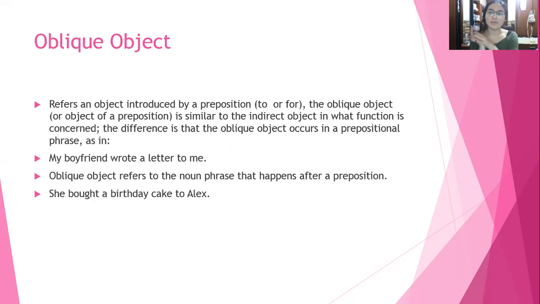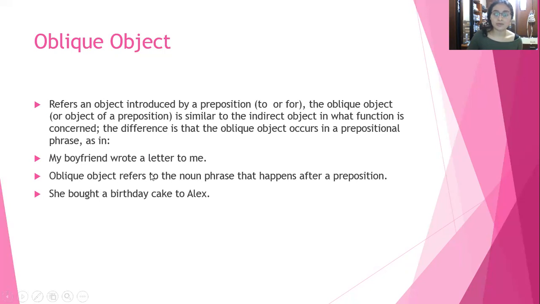And finally, oblique object. For teaching oblique object, the tip that I can give you is that an oblique object is introduced by a preposition, in this case, to or for. It's similar to the indirect object in terms of function, but the difference is that the oblique object occurs in a prepositional phrase, as in, for example, my boyfriend wrote a letter to me. As you can see, to.